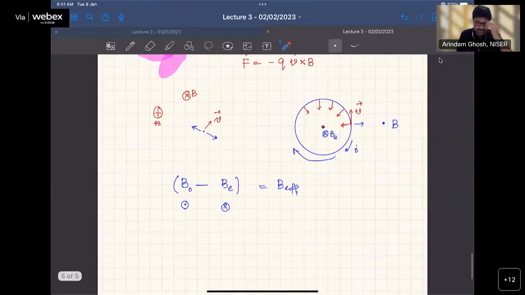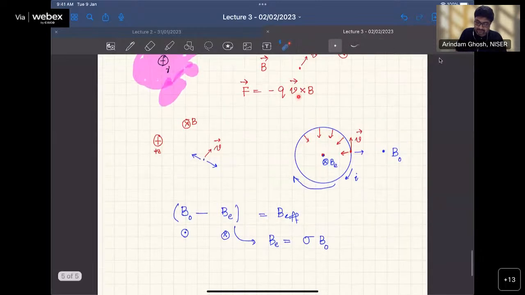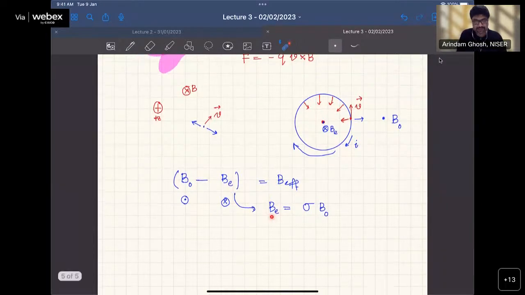This negative charge. So now the question is that this B effective, this BE, can be written as proportional to sigma times the original B0. Why? Because the larger the original B0, the greater is the force, and the greater the force is, the tighter the circle is going to be, a smaller circle, and then the current will be more, and then the effect will be more. So these are all connected. Therefore, the B effective, which is the opposing field, is going to be proportional to B0.